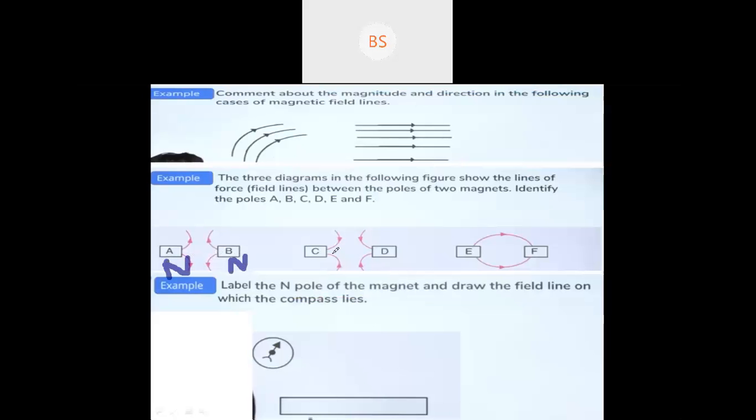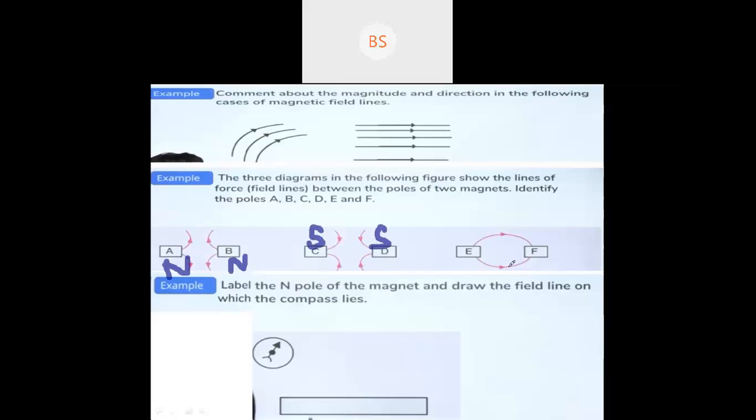Both are north. Now observe this C and D. The magnetic field lines are coming towards the magnet. So what are both? Both are south. Correct, Sneha? Khushi, correct. So this is south and this is also south. Good.